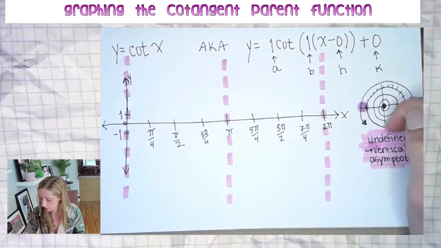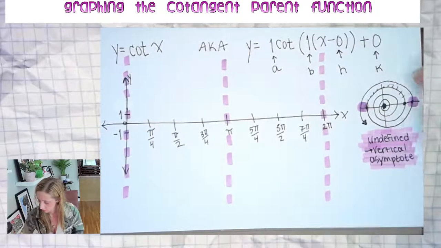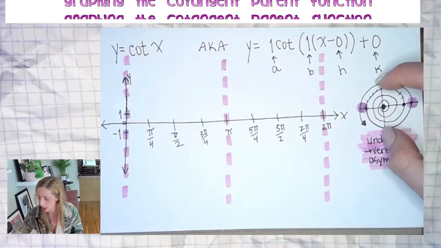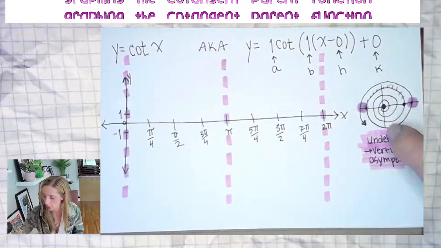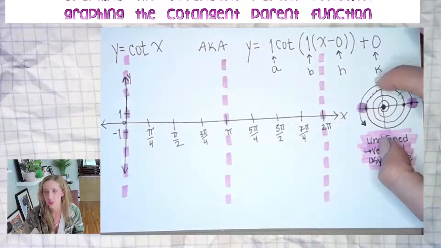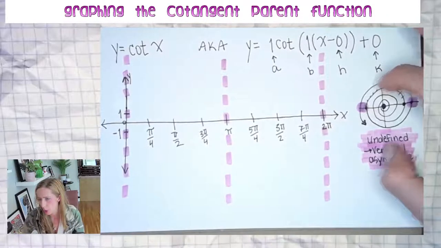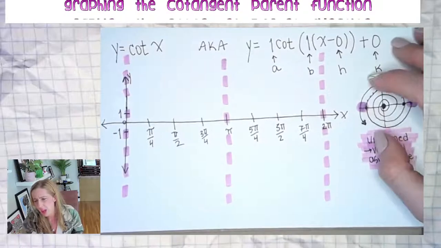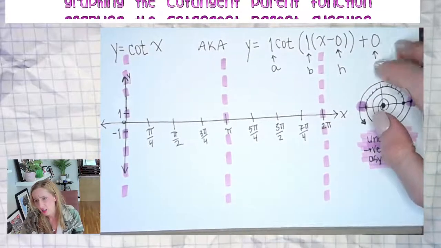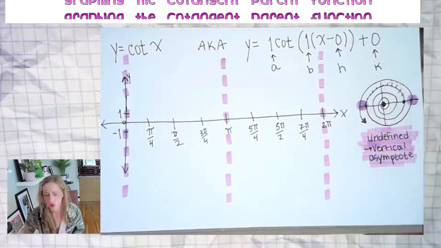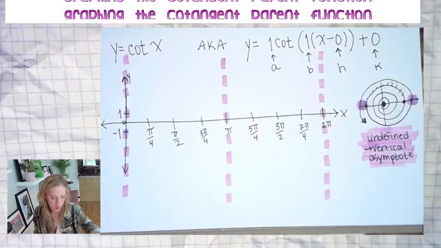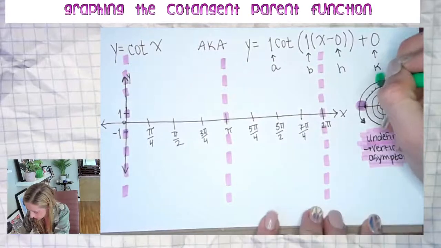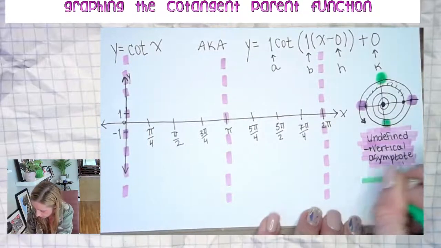Well, if it's undefined at the reciprocal of 0, then it's got to be 0 at the reciprocal of the asymptotes on the tan graph. Right. So normally tangent has undefined here and here, which gave it vertical asymptotes at pi over 2 and 3 pi over 2. So cotangent is going to equal 0 at those spots. So I believe I used maybe a green marker for that.